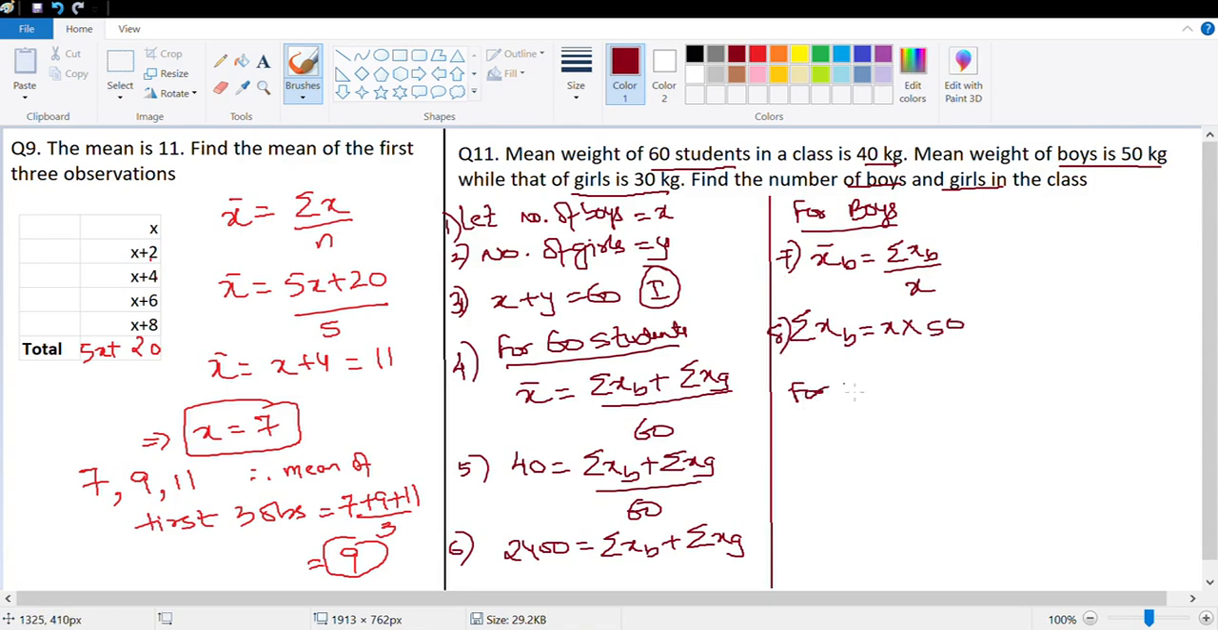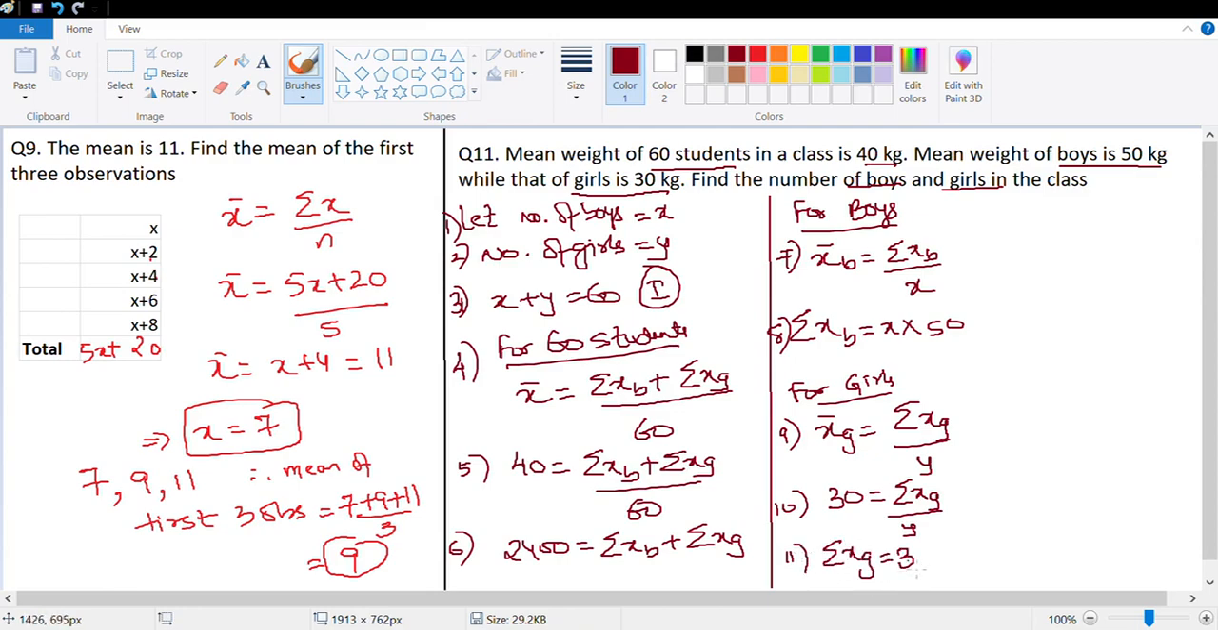Now let's look at the girls. For girls, we have mean of girls is equal to sum of weight of all the girls upon total number of girls. In this case, we've taken it as y. So mean of girls is 30, which is equal to sum of weight of girls upon y, which means sum of the weight of girls is equal to 30y. Let's call this equation 2. Let's call this equation 3.